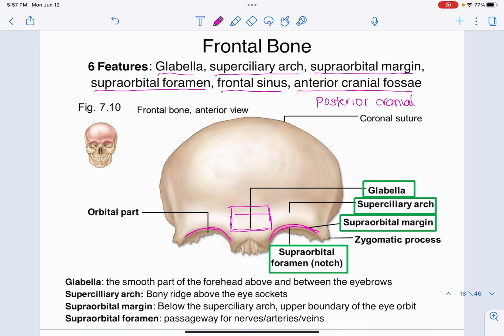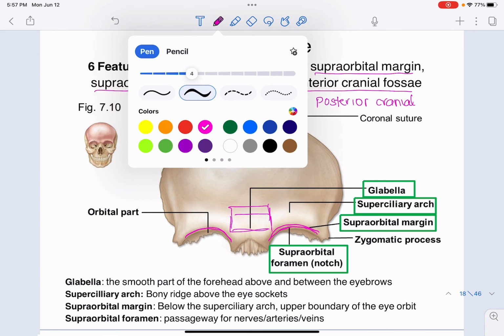Okay, that's the supraorbital margin. And there's actually a difference, this is just FYI information, between males and females. If you have found a skeleton and we're trying to distinguish whether it was genetically male or female, there are several features that we'll talk about as we go through the lectures that distinguish this. And the supraorbital margin is one of those.